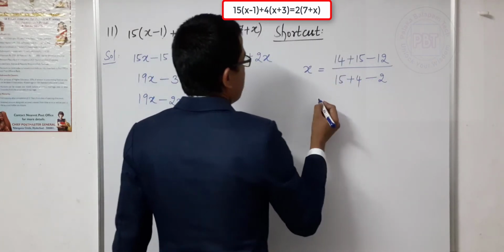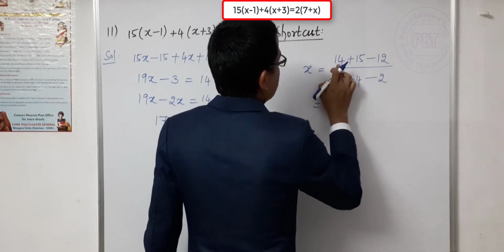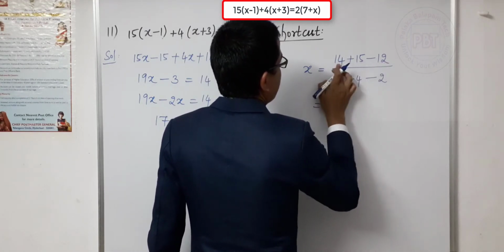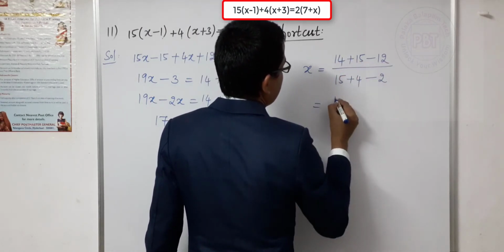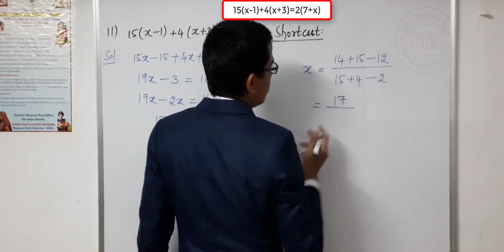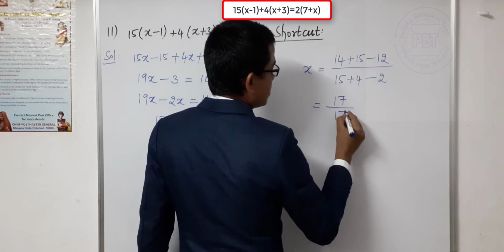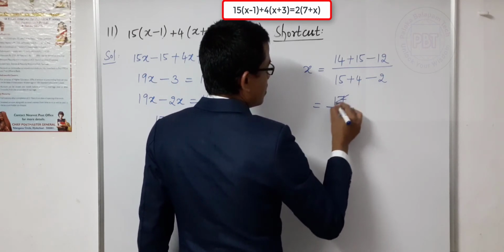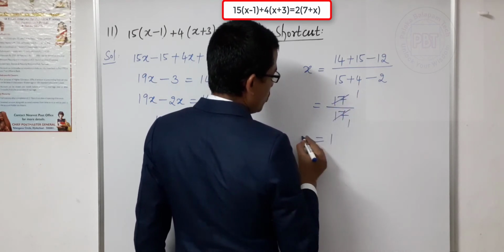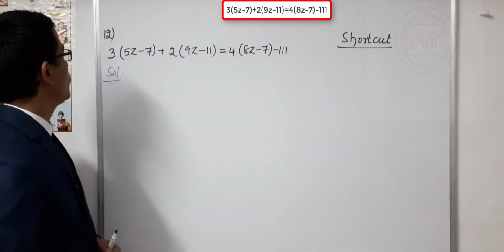Okay, now simplify it. 14 minus 12 is plus 2, plus 2 plus 15 is plus 17, by 4 minus 2 is plus 2, plus 2 plus 15 is plus 17. 17 ones are 17, therefore the x value is 1. Let us see the 12th question.